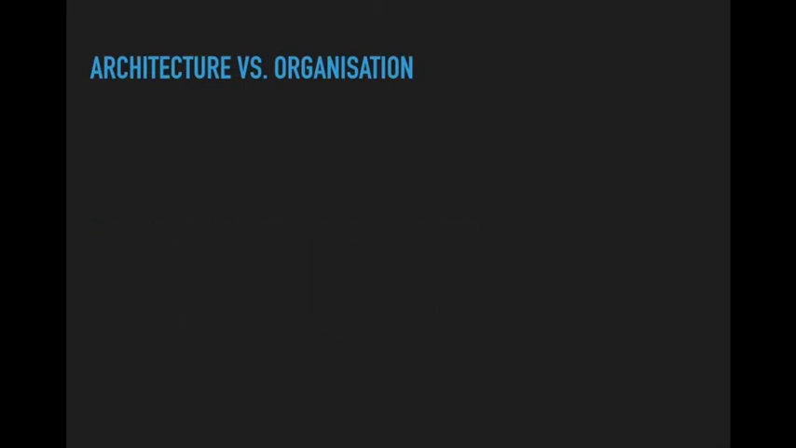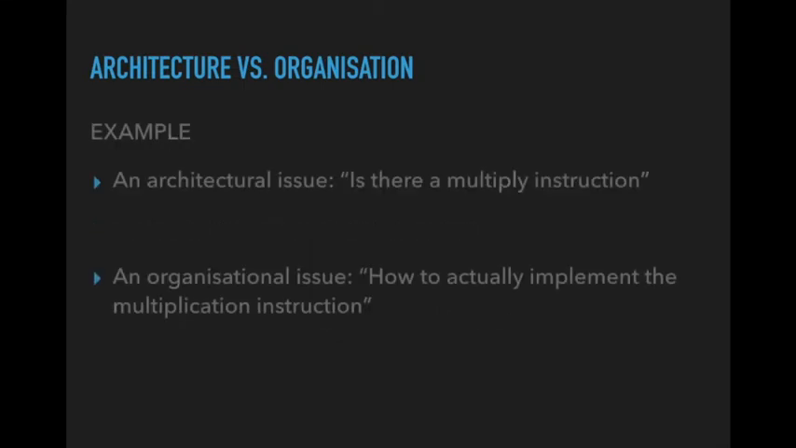So to give you an example of the difference, it is an architectural issue whether a computer will have a multiply instruction, but it is an organizational issue whether the instruction will be implemented by a special multiply unit or by a mechanism that makes repeated use of the add unit of the system.